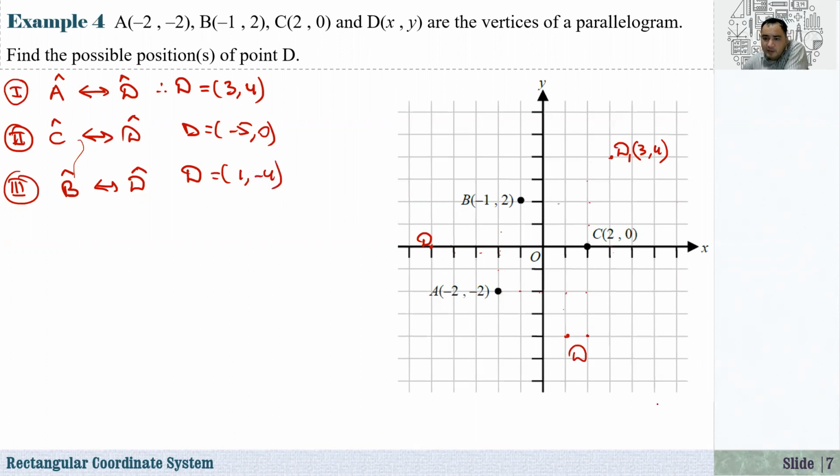Okay. So now if you just join the points, you will see how it looks. All right. Of course, this is actually solving this problem by drawing and using the coordinates.